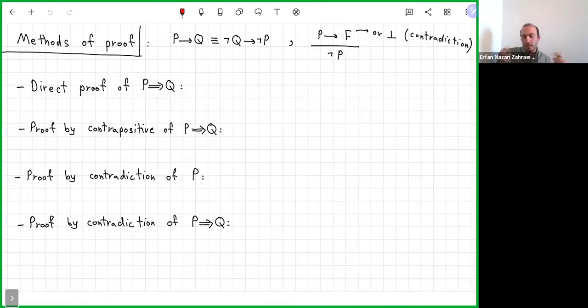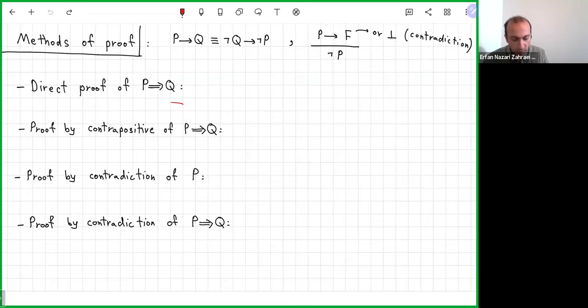Let's say you want to prove a theorem that says if something, then this. So you want to prove P implies Q. P logically implies Q. That's what you want to prove. Then there are different ways to do it. One way is the direct proof. So to prove that, how do you do that? You take P as your premise or assumption. Then under this assumption, you need to prove Q.